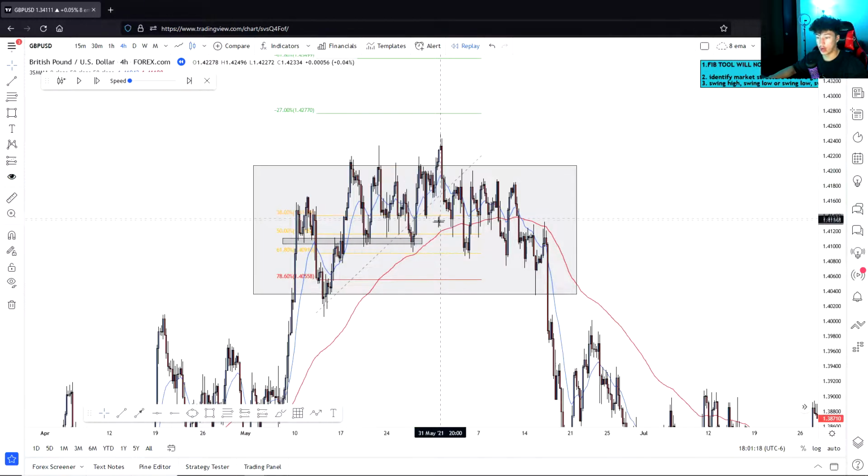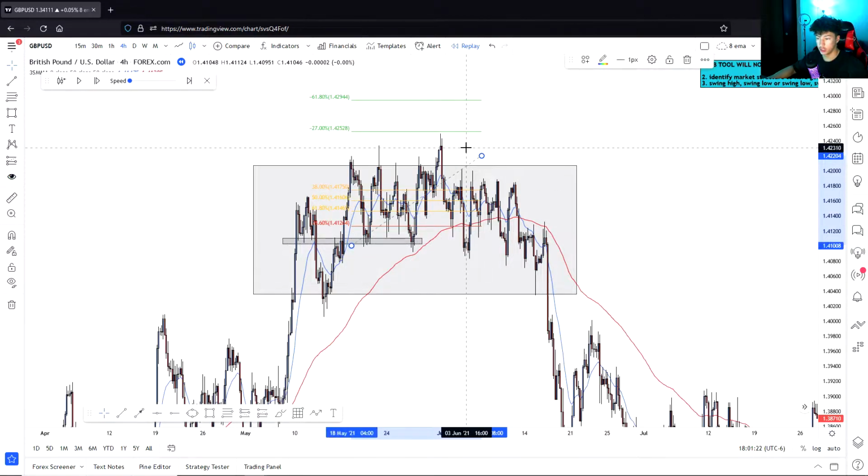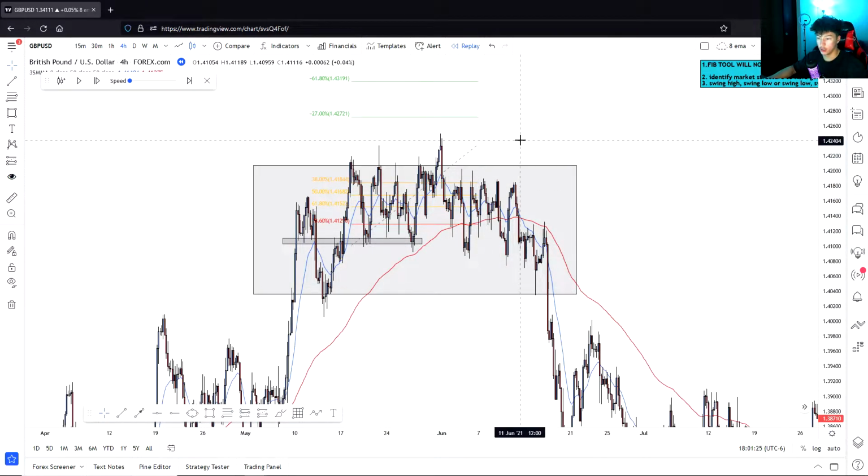Now, what am I trying to do? I want to use another fib play. So, swing my fib right there. Swing my fib right there. And what is price doing? It taps my 78. But it also doesn't close below it.